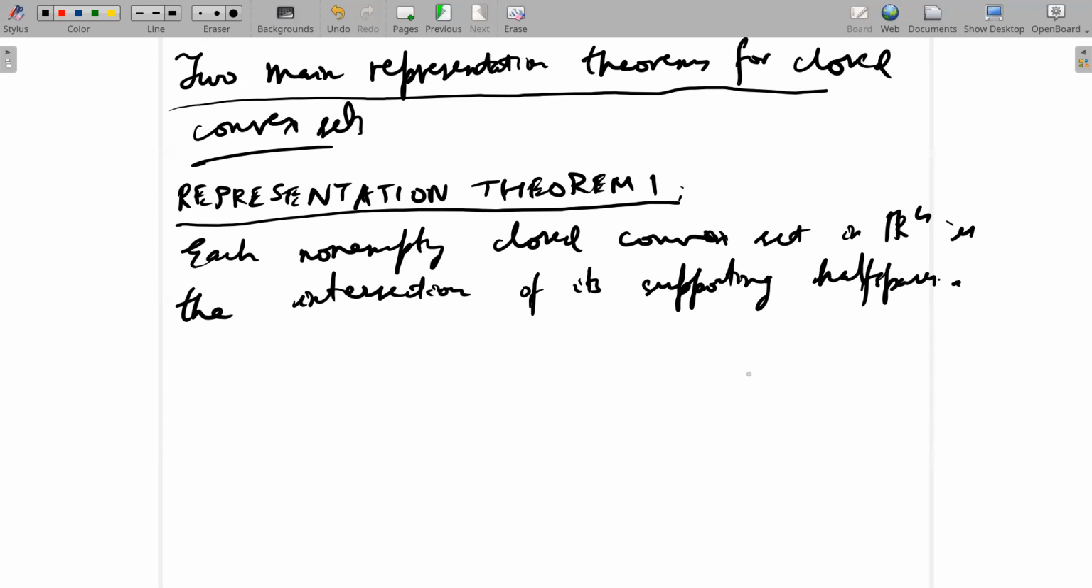An example was a sphere. If you take all the tangent spaces to the sphere in R3, then those will be the supporting half spaces. But for all closed convex sets, that is true. So that is representation theorem 1. And representation theorem 2 is what is known as an extremal representation.